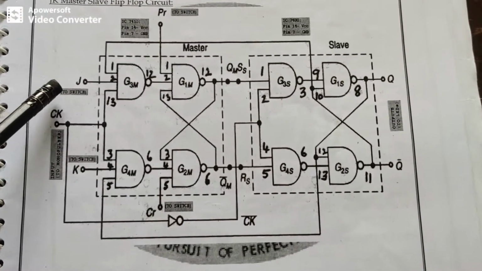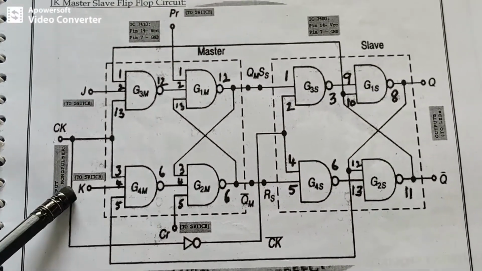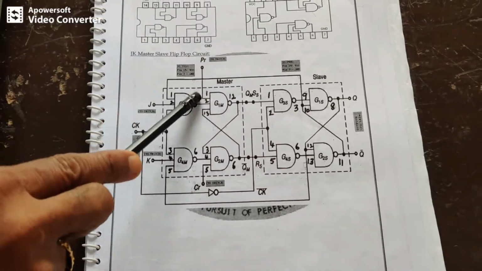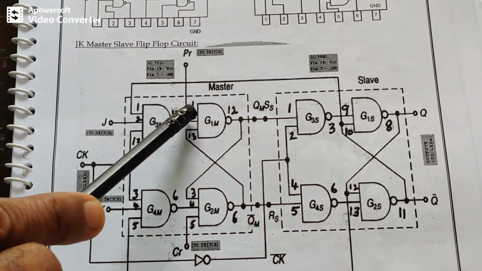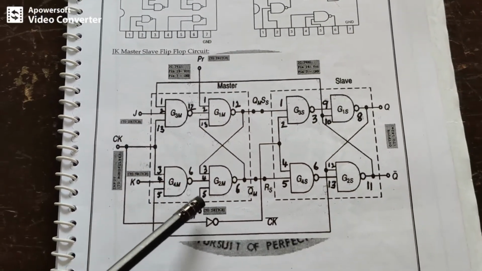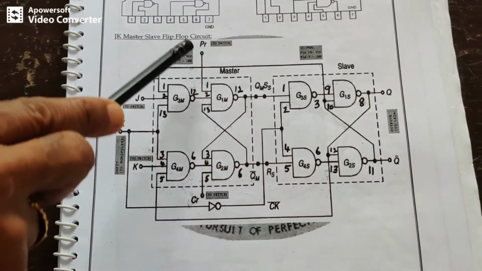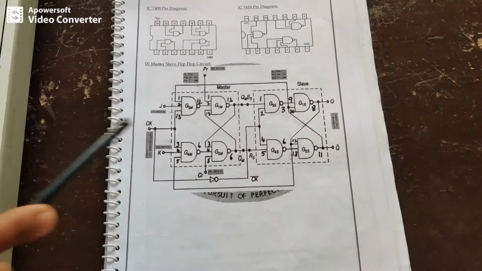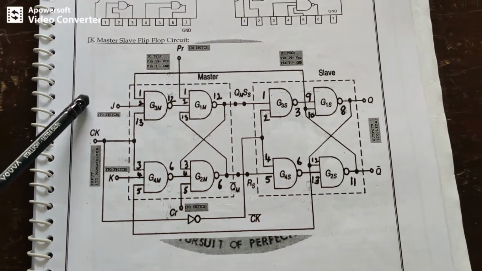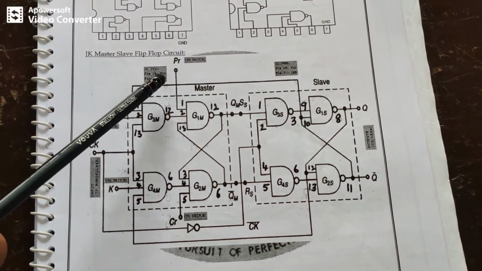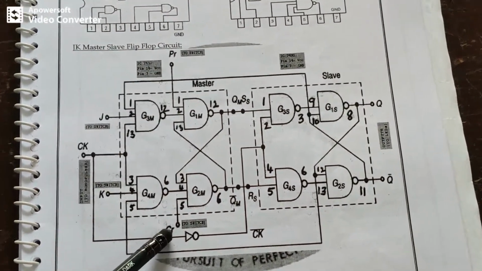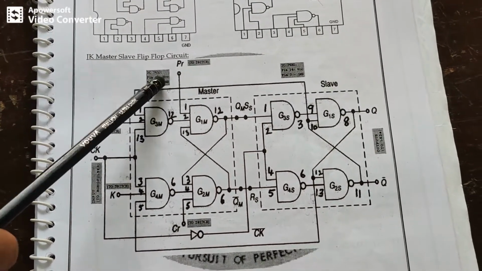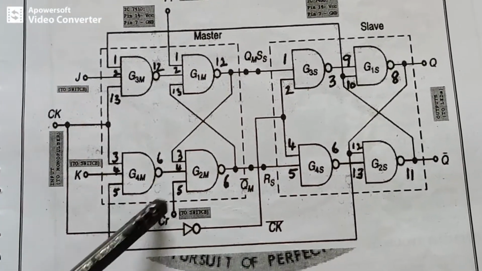Student, now we will connect the inputs J and K and two more inputs, preset and clear. Preset is used to set the input to 1, and clear is to set the input to 0. The purpose of the preset is to set the output state to 1, and the purpose of the clear is to set the output state to 0.